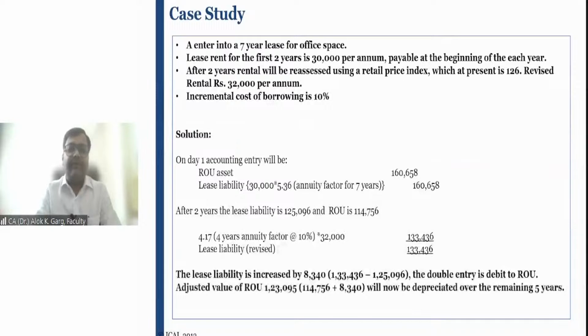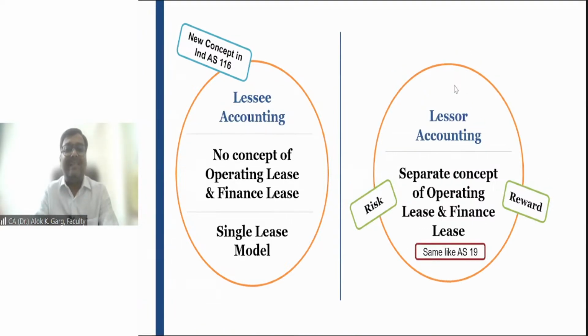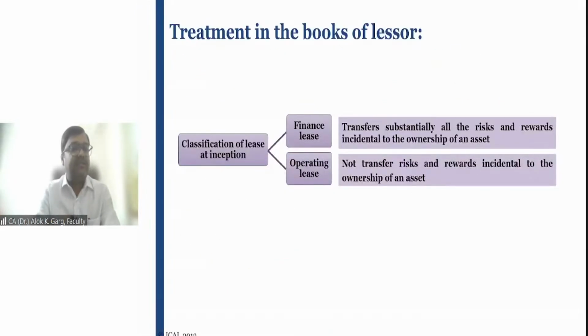Then friends, we have discussed the lessor accounting. And in the lessor accounting, we have discussed the finance lease and operating lease. There are two concepts in lessor accounting. It is a finance lease and operating lease. What is a finance lease and what is operating lease? We have discussed in case risk and reward has been transferred, it is considered as a finance lease. If the risk and reward has not been transferred, it is considered as an operating lease.